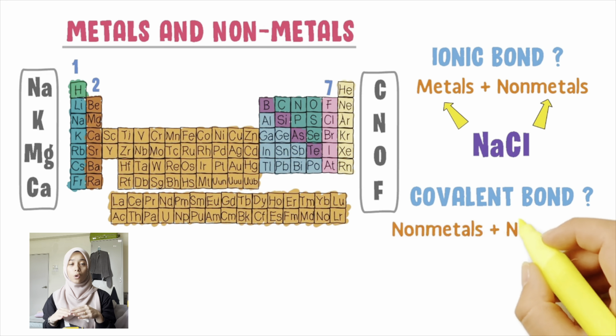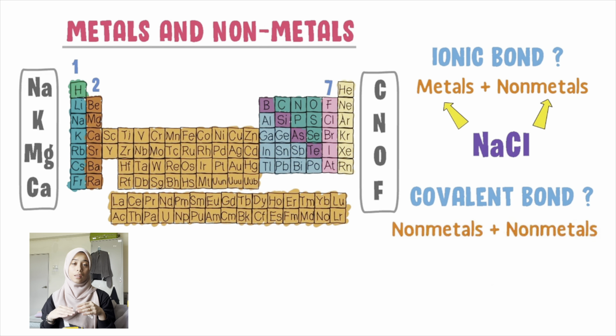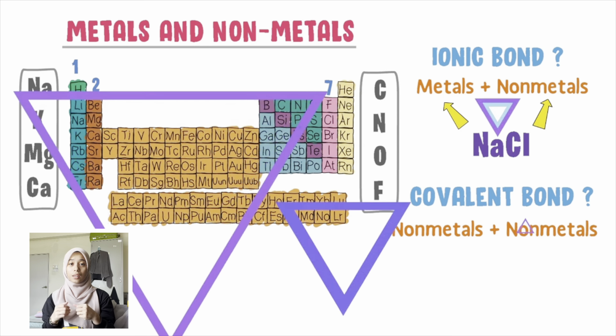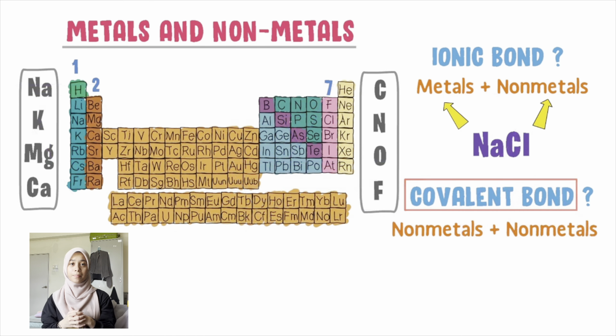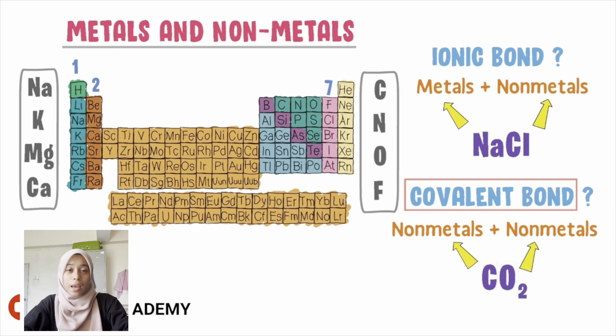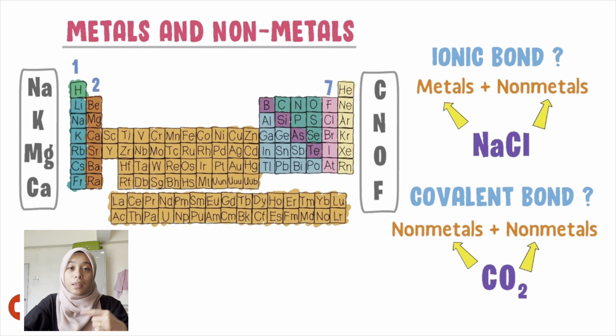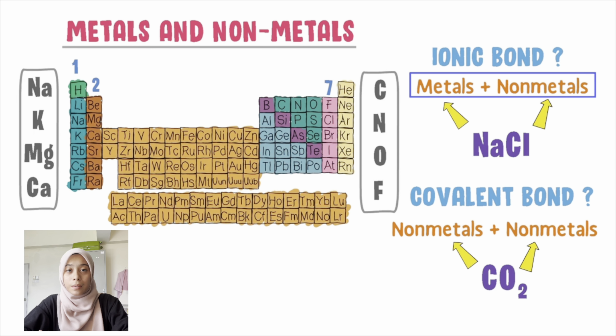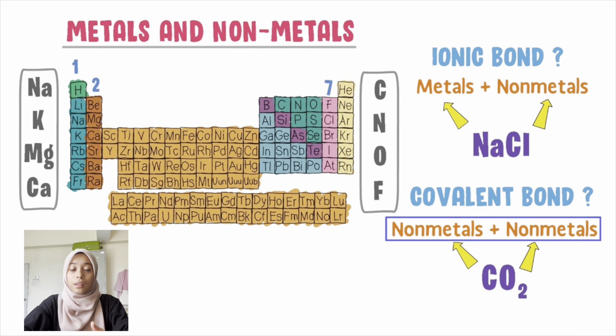For covalent bond, when non-metal plus non-metal combine chemically, they will form a covalent bond. For example, carbon dioxide. Here, carbon is a non-metal and oxygen is also a non-metal, so there is a covalent bond between them. Because of that, you must remember that ionic bond forms between metals plus non-metals, while covalent bond forms between non-metals plus non-metals.